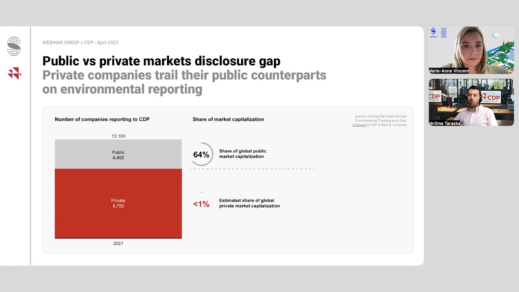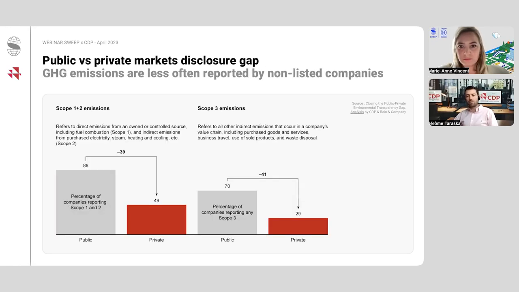Furthermore, when we look at the next slide, we realize that not only is CDP collecting data on only a small portion of non-listed companies, but also when non-listed companies report to CDP, as you can see, the red bar is much lower than the gray bar. The gray bar is publicly listed companies. They tend to report their emissions at a much higher rate. So the percentage of firms being transparent on scope 1 and 2 and on scope 3 is much higher. And that's a problem because a large portion of the impact, with thousands or millions of companies, is in the non-listed and private market sector.